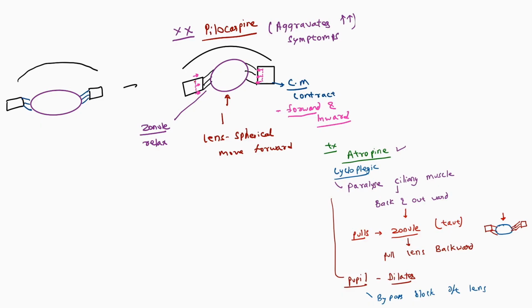Atropine, on the other hand, is a cycloplegic. It paralyzes the ciliary muscle and moves the lens-iris diaphragm backward. It dilates the pupil and bypasses the block. So remember, atropine is helpful, pilocarpine is harmful in lens subluxation associated with pupillary block.